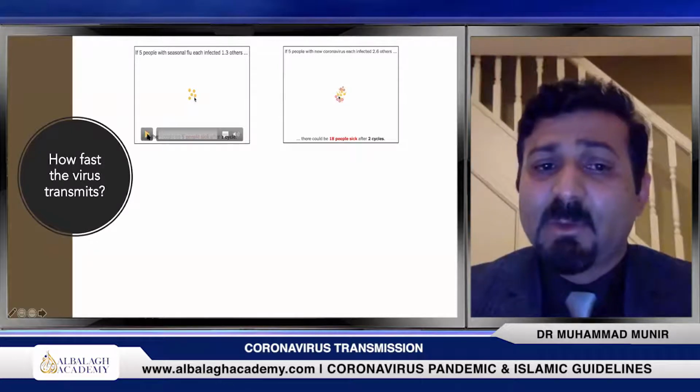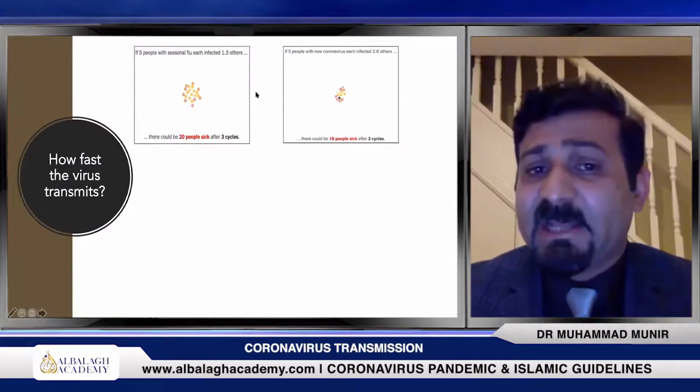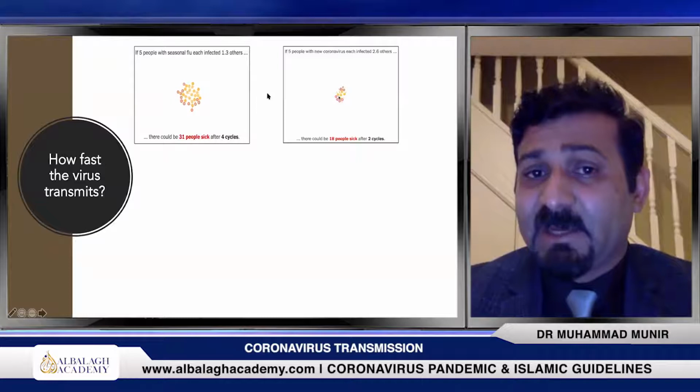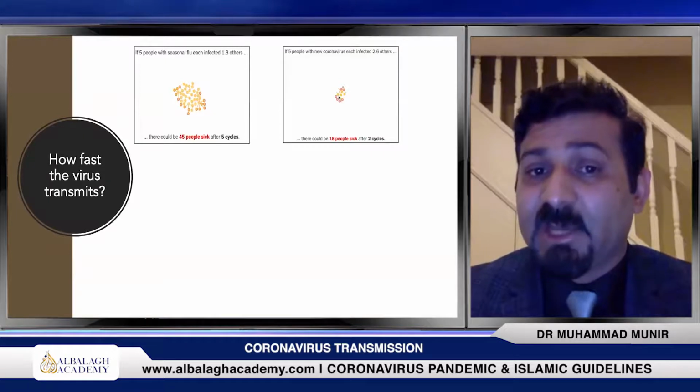For example, if we look at the influenza virus, if one person infects the next one, and then that person infects another 1.2 to 1.3 people, and they then carry on passing the infection, after 5 cycles only 45 people can be infected.